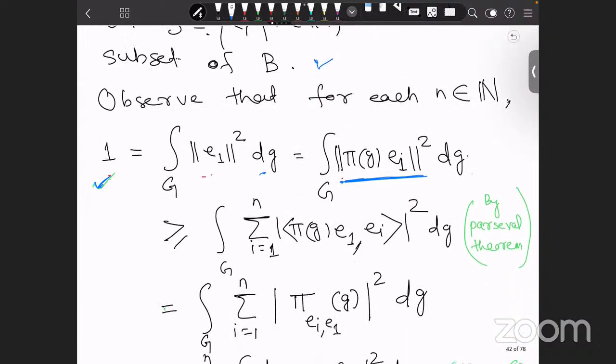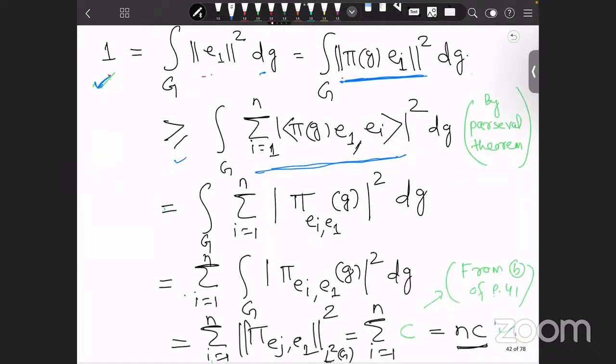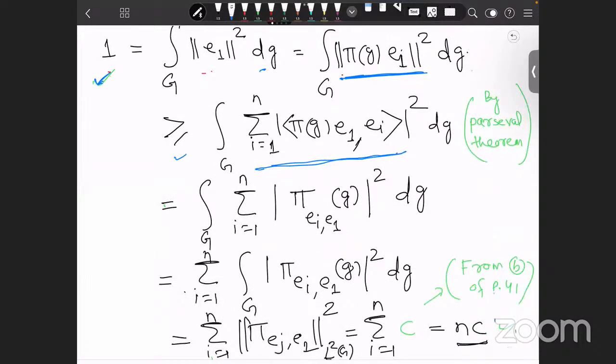Now look at this quantity, the norm of pi(g) u1 squared. By the Peter-Weyl theorem, this quantity is certainly greater than or equal to the summation, i equal to 1 to n, of the inner product of pi(g) u1 with e_i, squared. This follows from the Peter-Weyl theorem, and hence if you integrate over g, that inequality will still be retained. So I get the integration over g of the norm of pi(g) u1 squared dg is greater than or equal to the integration over g of the summation, i equal to 1 to n, of the mod of the inner product of pi(g) u1 with e_i, squared, dg.